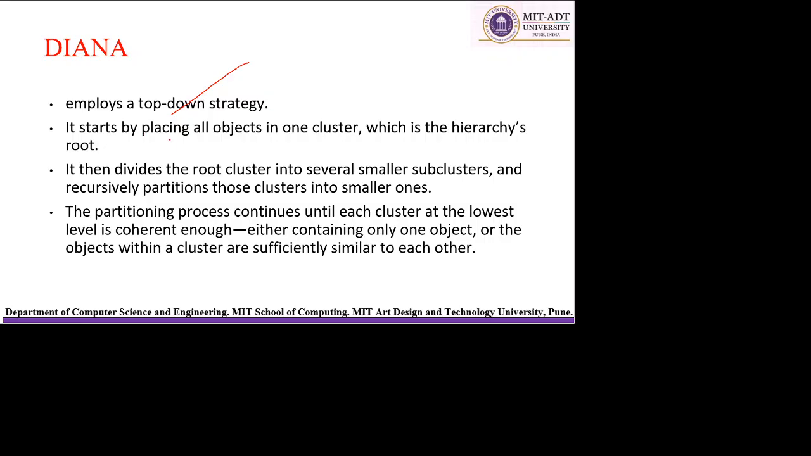It starts by placing all objects in one cluster and then successively divides the clusters into smaller clusters. So this is a repetitive process. It continues until each cluster at the lowest level may contain only one object, or it may have a sufficient number of objects to form a cluster.